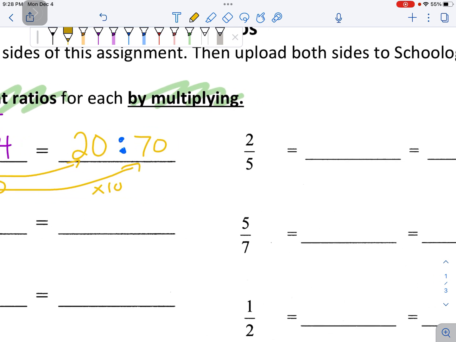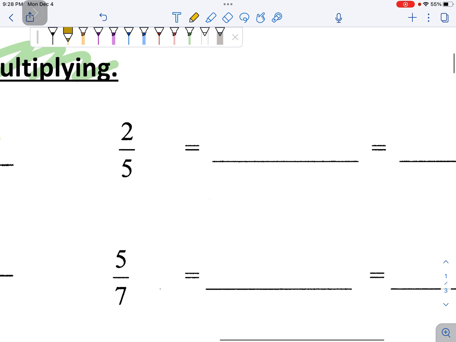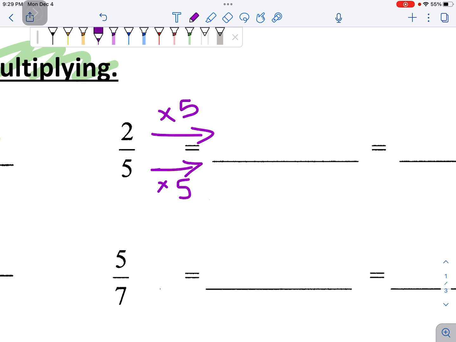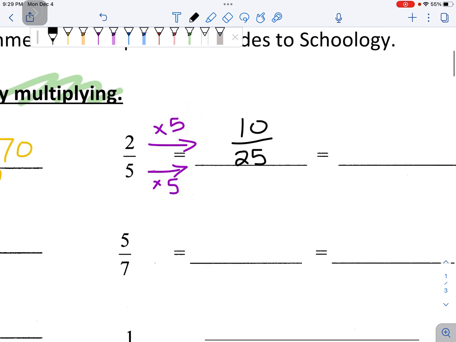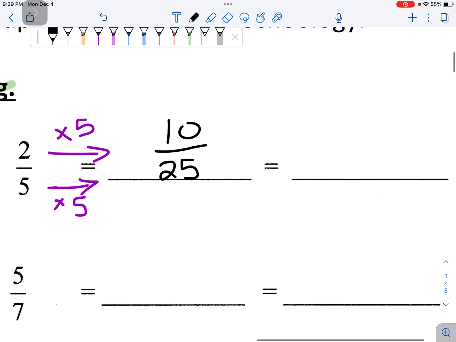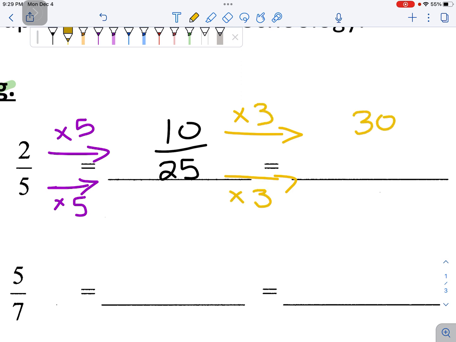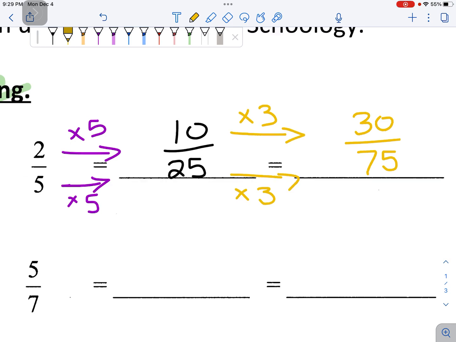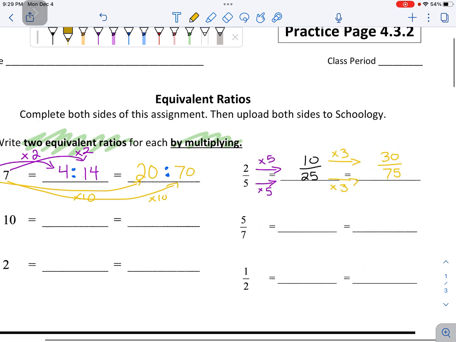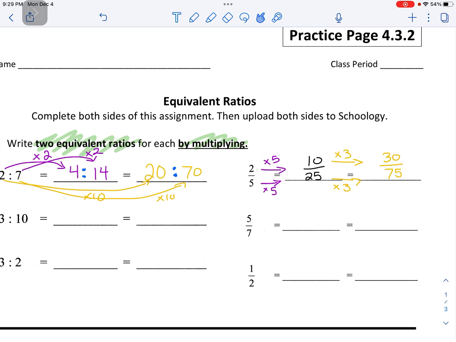For the fractions, I like to write them across. Here's what I mean. I can multiply by any number I want, so let's go times 5. Times 5 gets me 10 25ths. And then I can multiply again and say, I don't know, times 3. Times 3 would be 30 75ths. Right? As long as you are multiplying by the same number, both the numerator and the denominator, you'll get an equivalent ratio. It's like an equivalent fraction.